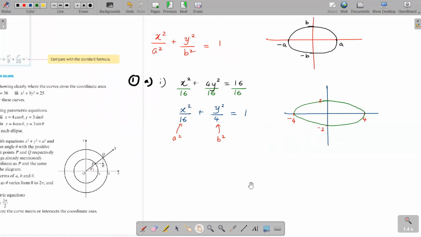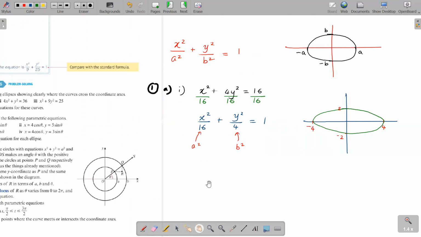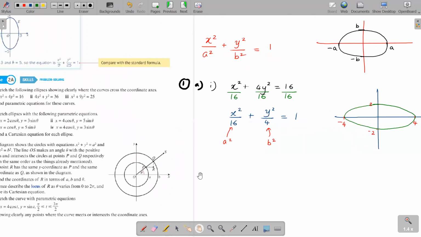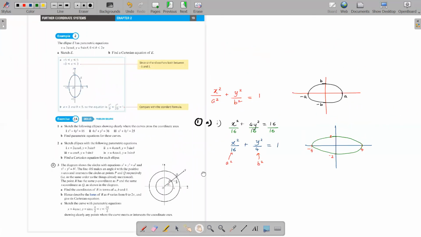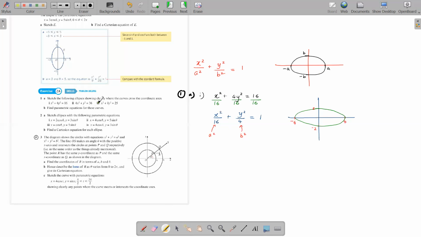It's a rough shape that I have drawn, so try to draw it a little bit better. Okay, let's do another one. Roman number 3.